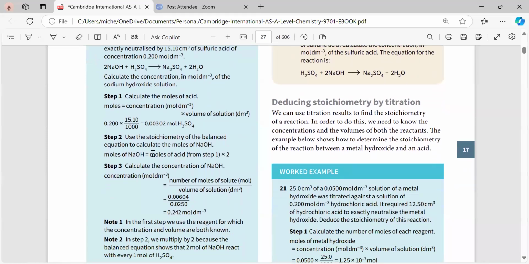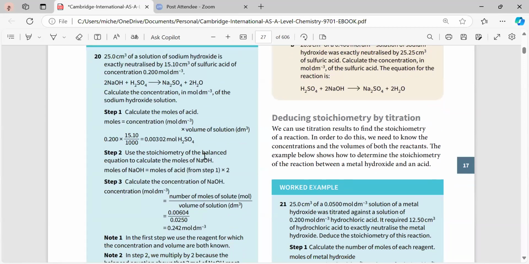Okay, so for step two, we have used the stoichiometry of the balanced equation to calculate the moles of sodium hydroxide. Now we can calculate the concentration. This is the number of moles of solute, which we have right here.